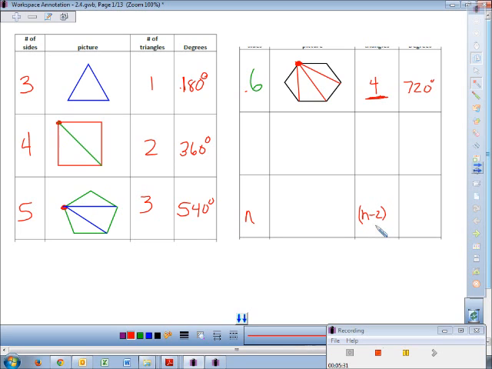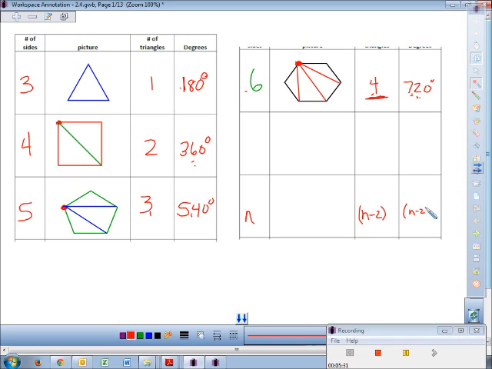That would be how many triangles there would be in the general case. There's always 2 less, right? If there's n total sides, minus 2 from that, and that's how many triangles there would be. Well, then what did we do to get this number each time? How did we get that number? Didn't we take 4 times 180 and get 720? Didn't we take 3 times 180 and get 540? So what do you want to do to figure out how many degrees there are?